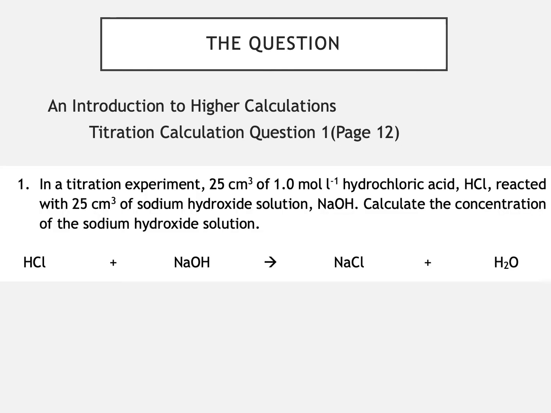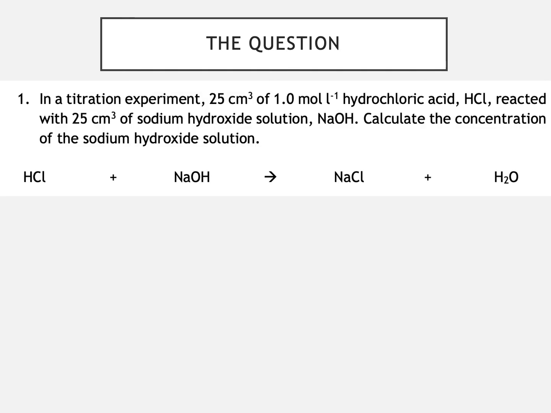So here's the question. In a titration experiment, 25 centimetres cubed of a 1 mole per litre hydrochloric acid reacted with 25 centimetres cubed of a sodium hydroxide solution. Calculate the concentration of the sodium hydroxide solution.